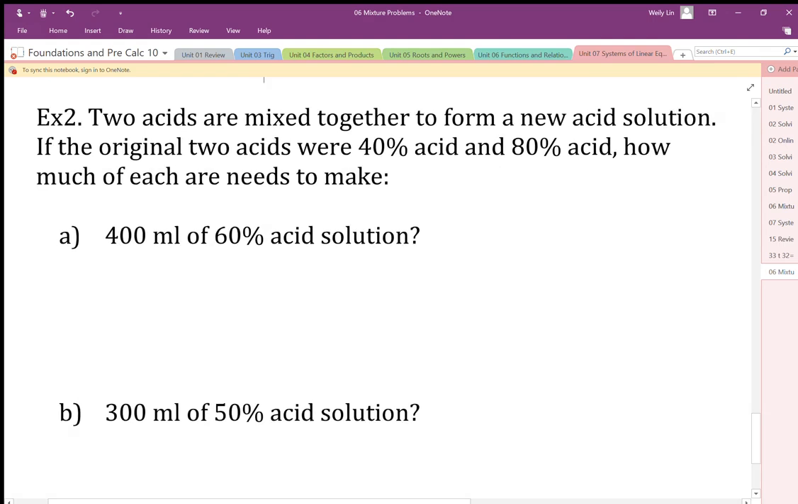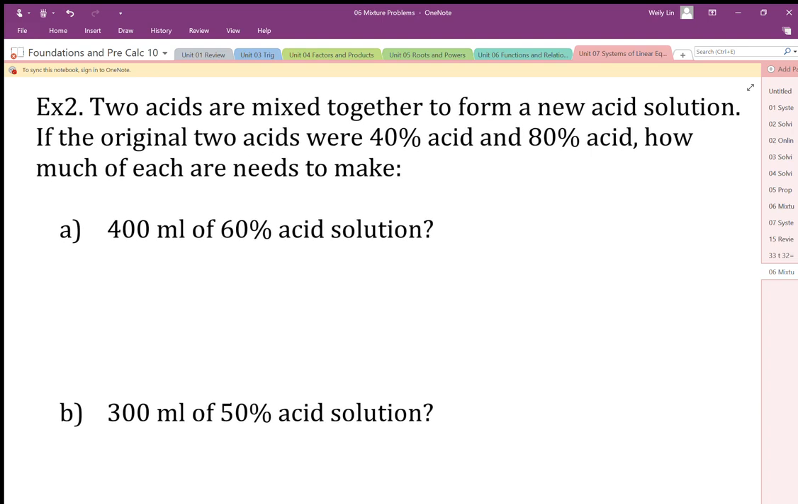This problem is an example of a mixture problem, and we can solve this mixture problem with a system of equations, but we can also solve this in a little bit different way using proportions. So I'm going to show you how to do this using a system of equations first.